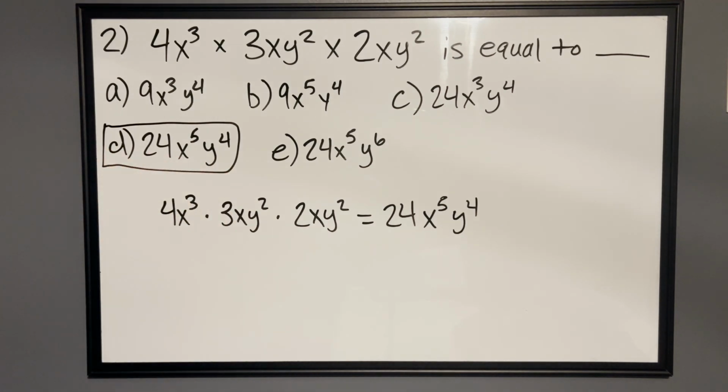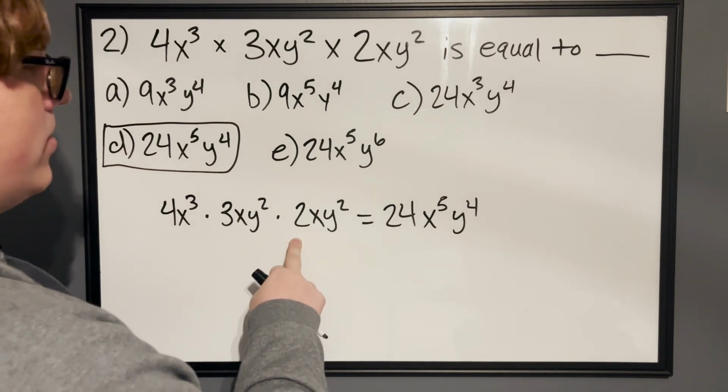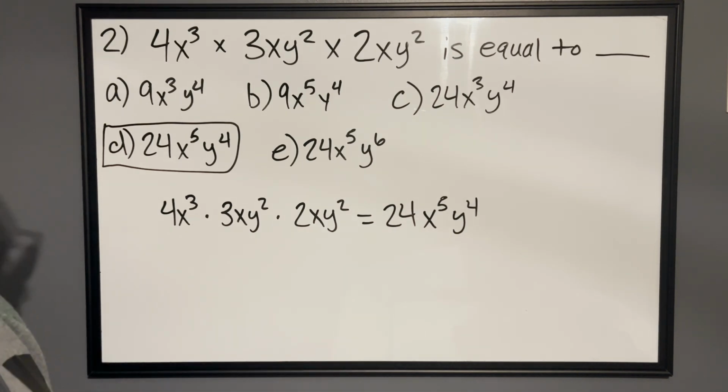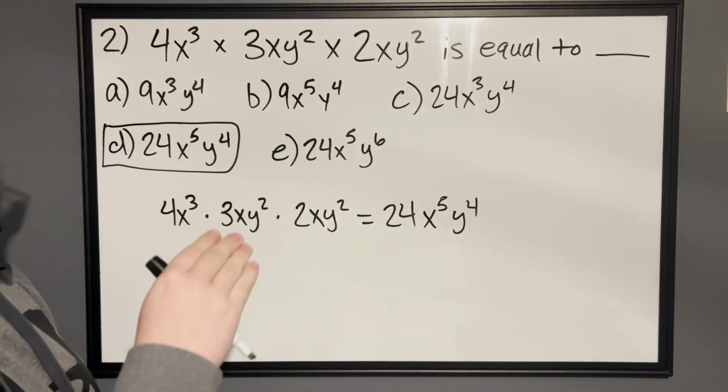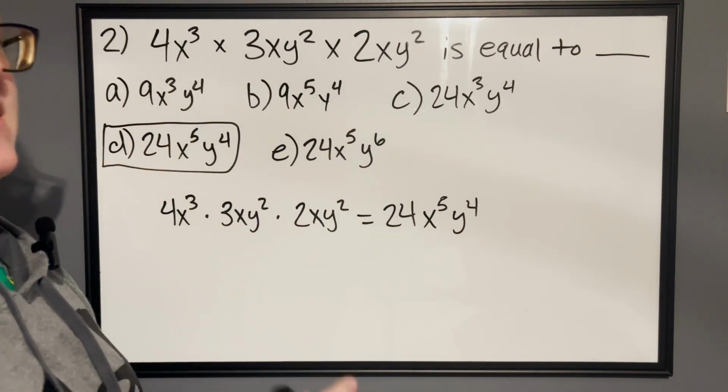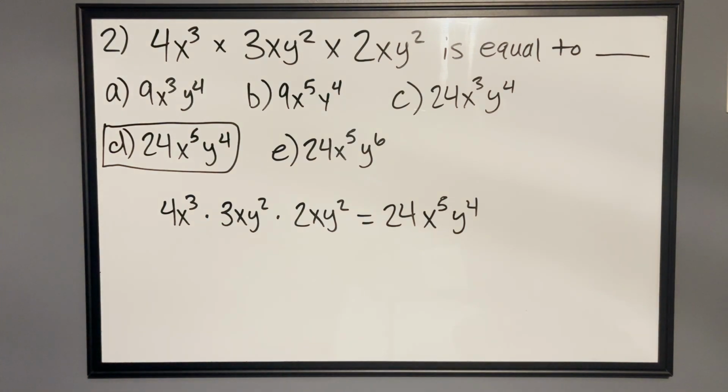Now, what I do want to point out about this question is a lot of times on these standardized tests, there are going to be answers that are obviously wrong. So when we see that we have 4 times 3 times 2 is 24, even if you forget the exponent rules, you can already rule out A and B because they don't have the 24. So that makes your guessing a lot easier if you have to guess. But yep, that's it for question 2. Let's go on to question 3.